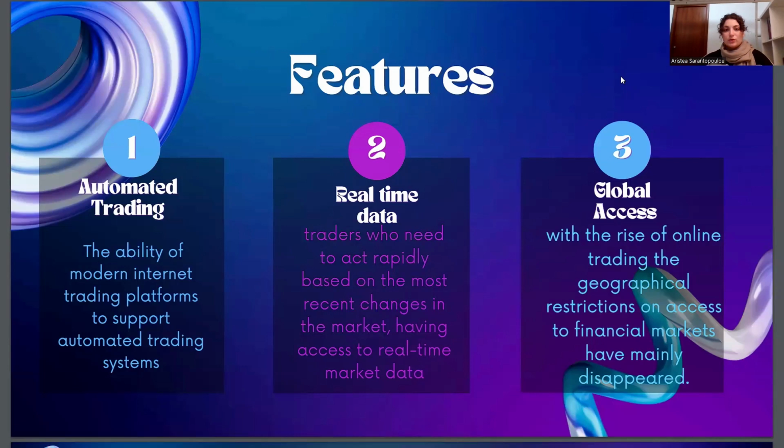Let's take a look to the most common features. The first one is the automated trading, the ability of modern internet trading platforms to support automated trading system. These programs, often known as trading robots.